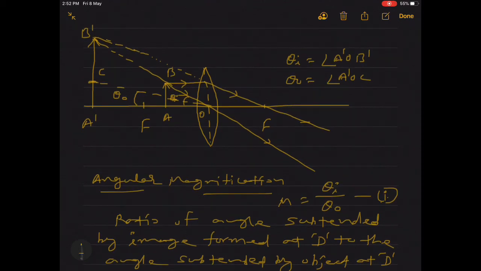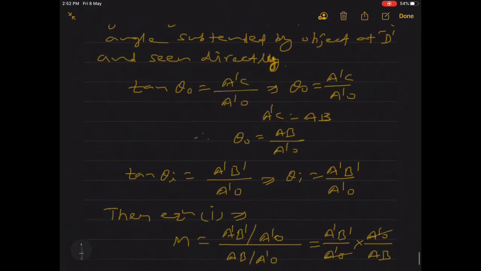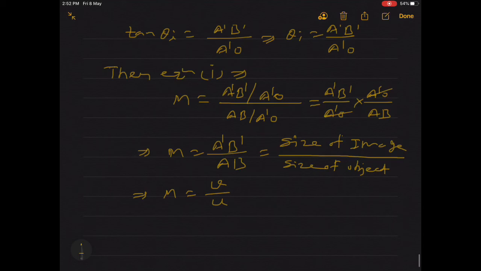Wherever the object is placed, that location is A. So this AO is what? U. A dash is the location of image, and that distance we have taken as capital D. So V is D here, but we will use V and U symbols for the ratio of size of image to the size of object.